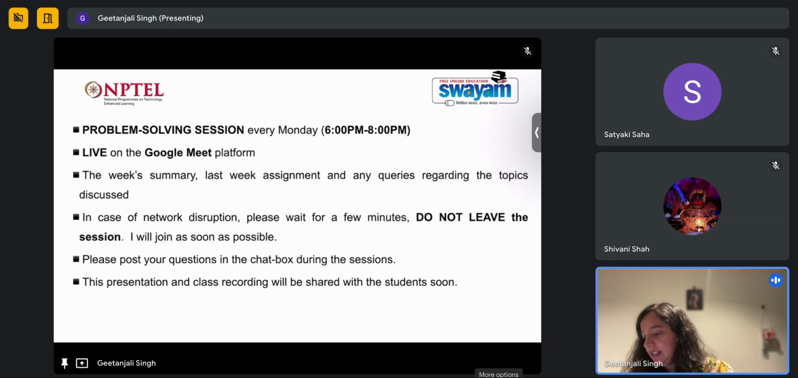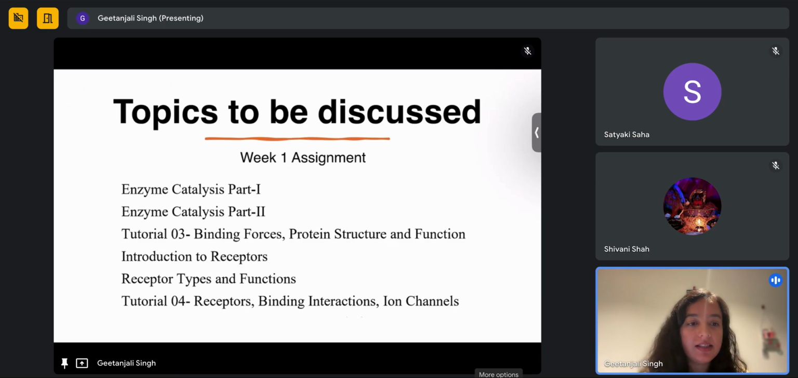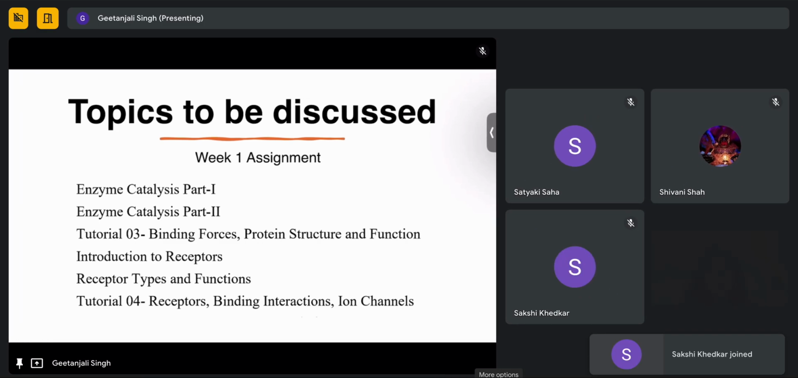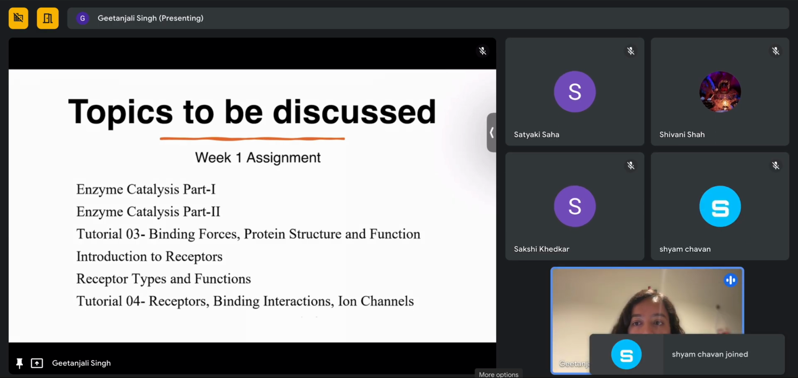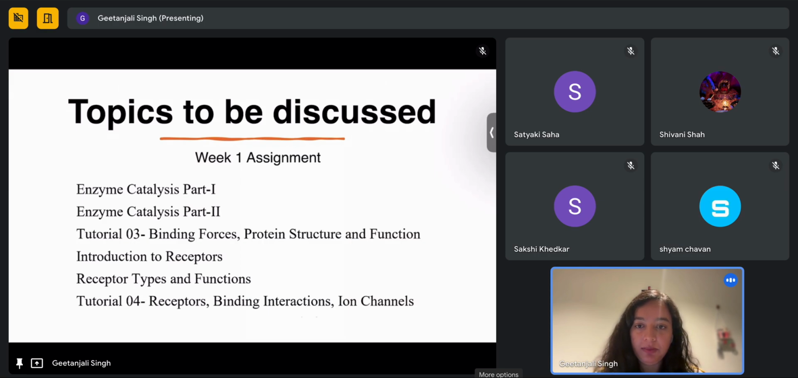Now, for this week's session, we'll discuss the week 1 assignment, along with a brief preview of what has been taught in the second week. The things covered in the second week are enzyme catalysis part 1, enzyme catalysis part 2, a tutorial which included binding forces, protein structure, functions, introduction to receptors, receptor types and function, and finally a fourth tutorial which included receptors, binding interaction, and ion channels. I'll not summarize all the topics.